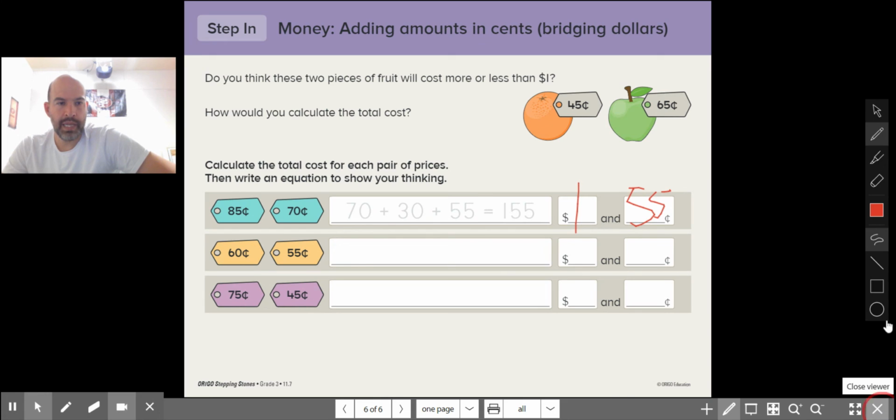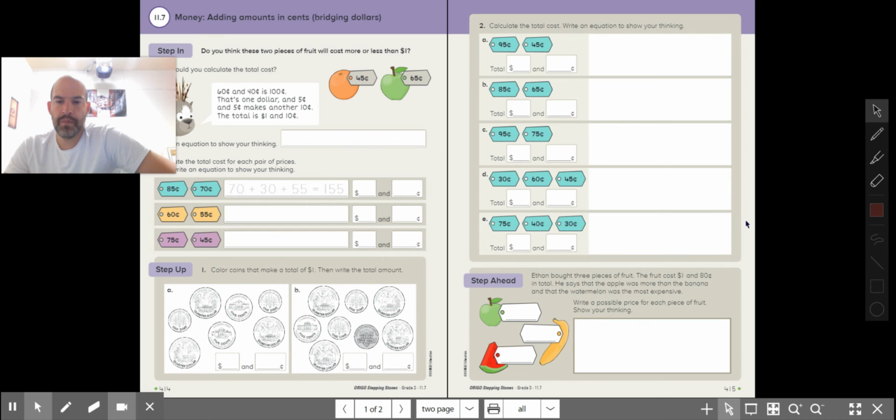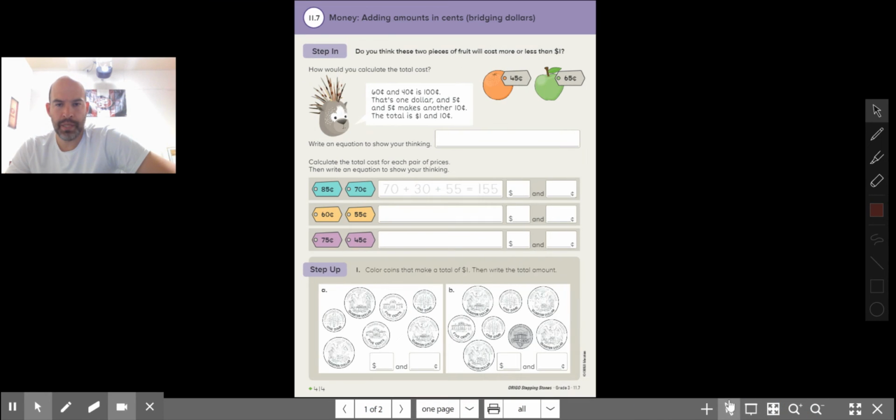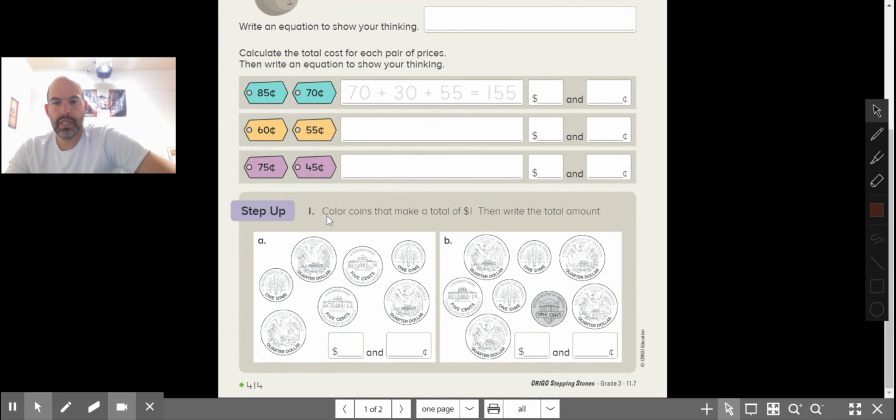And let's move into the lesson now. Your work pages. So at the bottom here of page number 414, I'm going to go ahead and go into single page mode here. And let's just increase that. It says, color coins that make a total of $1, then write the total amount. So you're going to do what equals $1 here, and then what is the total amount.